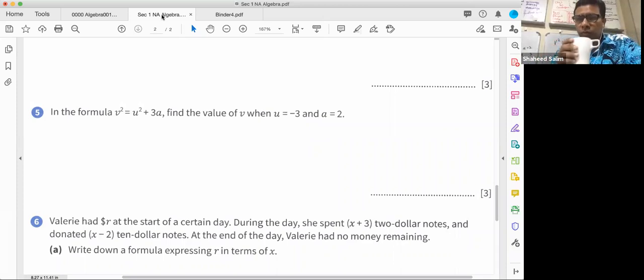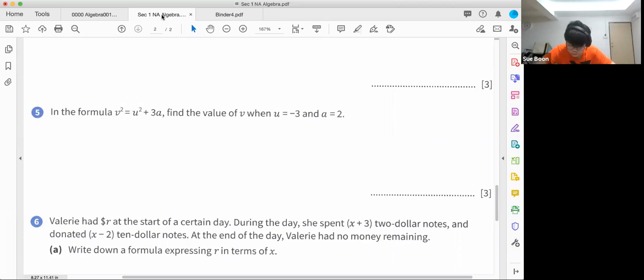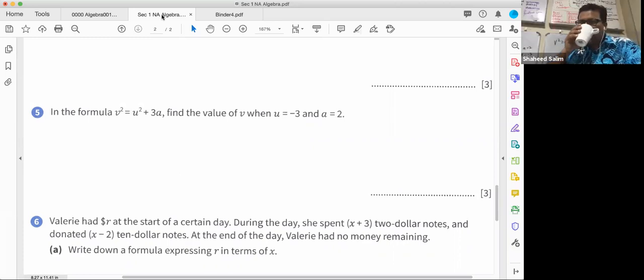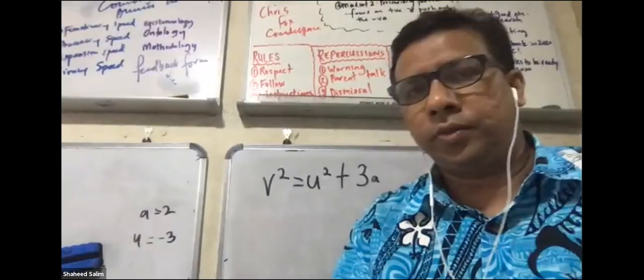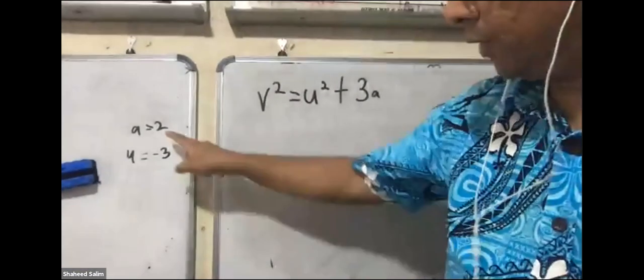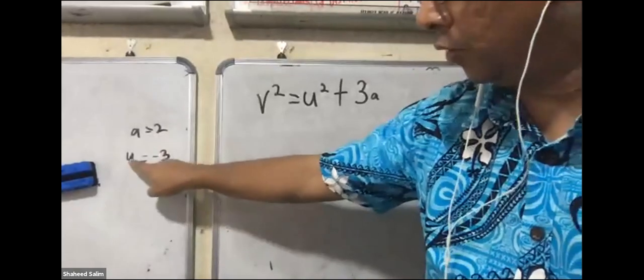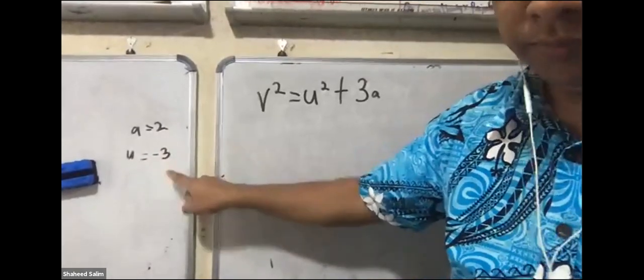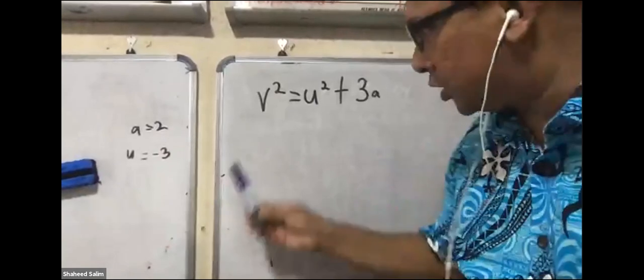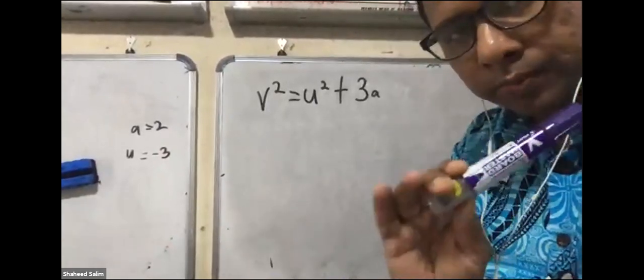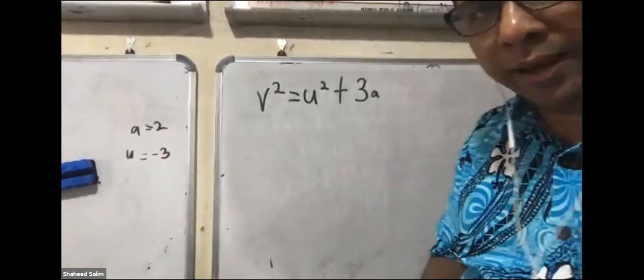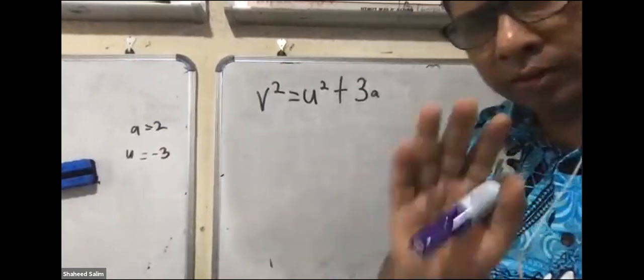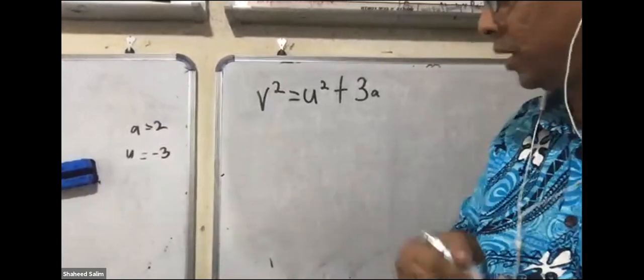Okay, so you follow my method, okay? I have written it down here. Okay, come. So let's see. Can you see the board? The value of A is 2. Value of U is -3. They want you to find the value of V, not V squared. Okay, how to find the value of V squared? Later we find V. We find the value of V squared first.